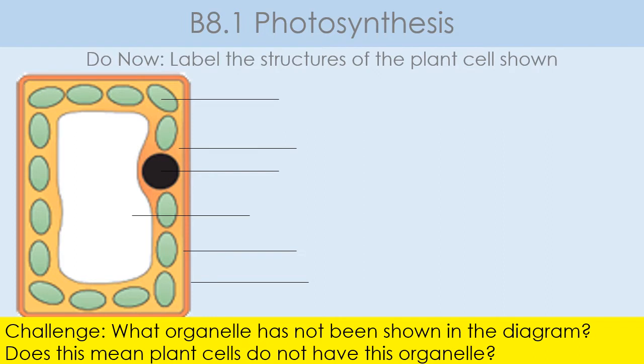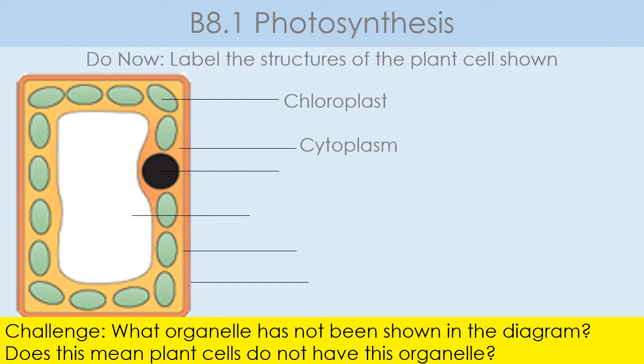Okay, and welcome back. So we're going to go from top to bottom, stating what each thing is. Now that first one, that green circle, is the chloroplast. Now chloroplasts contain chlorophyll, and that is the site of where photosynthesis happens. The next one down is the cytoplasm. So the cytoplasm is that jelly-like substance in the cells, and it's where all the chemical reactions take place within a cell.